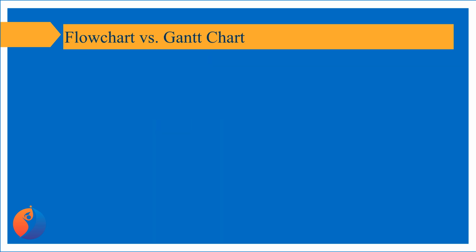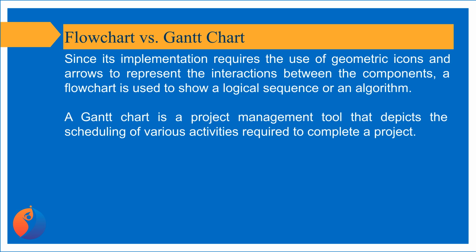Flowchart versus Gantt chart. Since its implementation requires the use of geometric icons and arrows to represent the interactions between the components, a flowchart is used to show a logical sequence or an algorithm. A Gantt chart is a project management tool that depicts the scheduling of various activities required to complete a project.